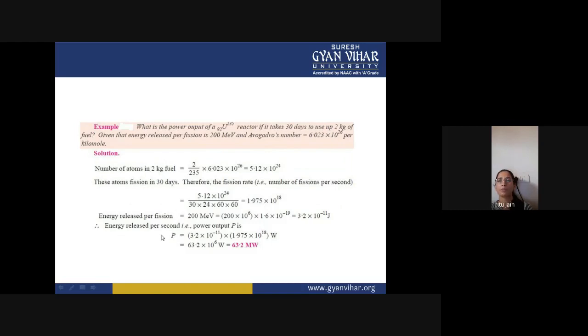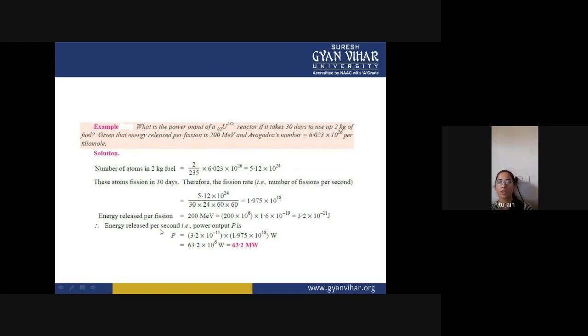So this much amount of energy you are getting per second. Now energy released per fission is 200 mega electron volt. So 200 into 10 to the power 6 into 1.6 into 10 to the power minus 19, which is equal to 3.2 into 10 to the power minus 11 joule.